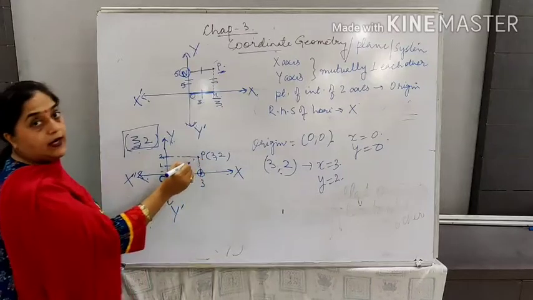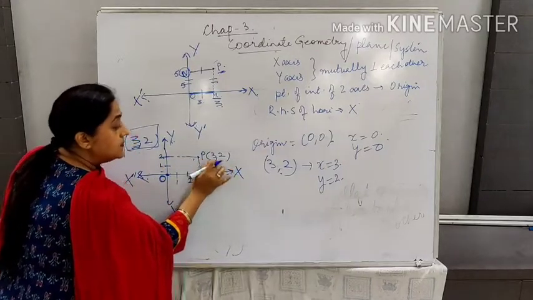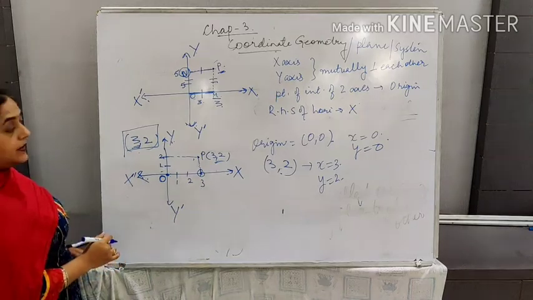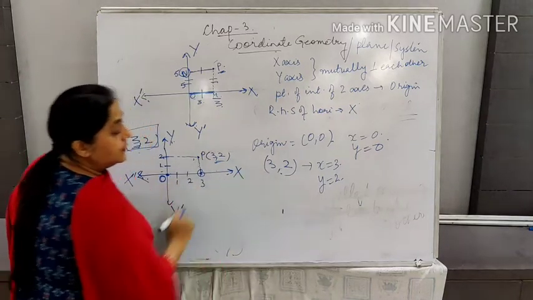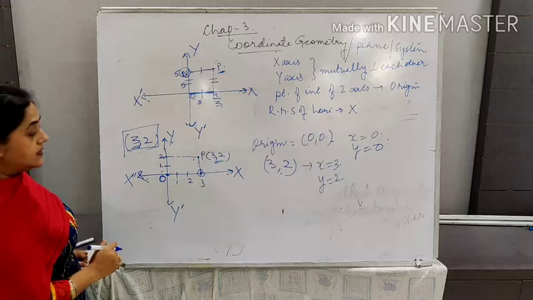How much do we have to move? 2 ladders. So the point becomes 3, 2. Got it? This point is 3, 2. This is the location of the point.